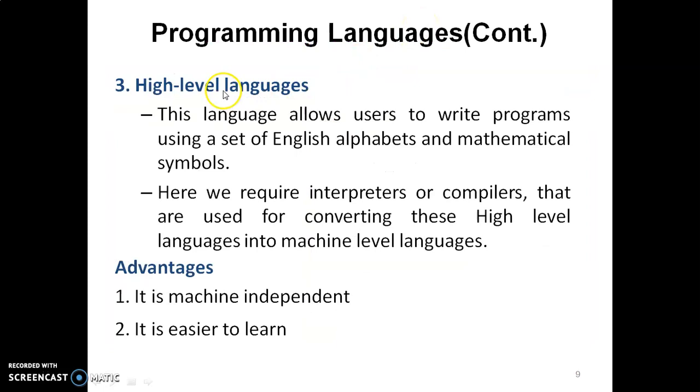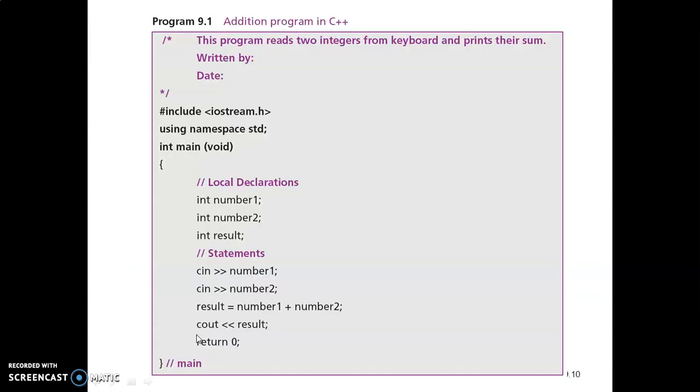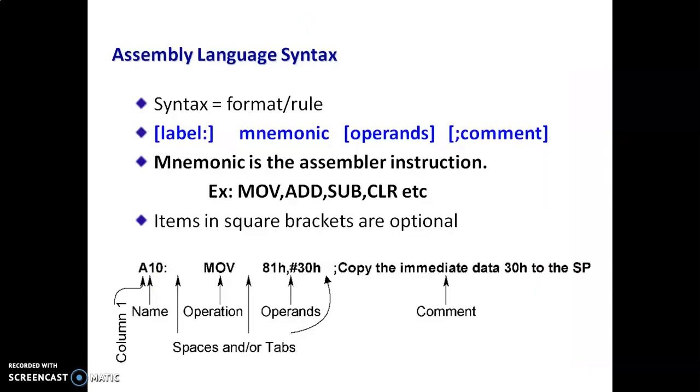Coming to the third language, the high level language. This language allows the users to write programs using a set of English alphabets and mathematical symbols. Here we require interpreters or compilers that are used for converting the high level language into machine level languages. Coming to the advantages, it is a machine independent language and it is easier to learn. This is a small program for the addition of two numbers in C++. High level languages, for example, are C and C++, etc.